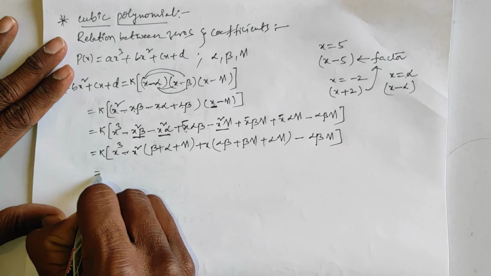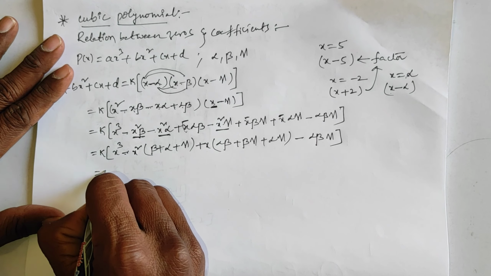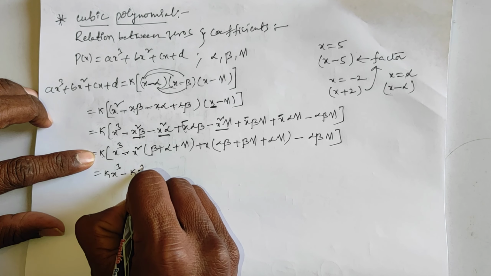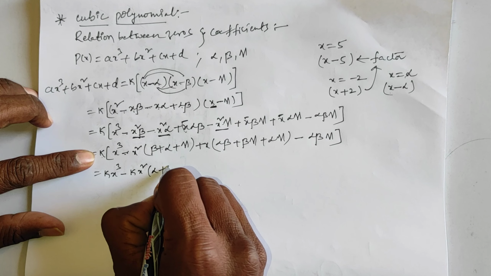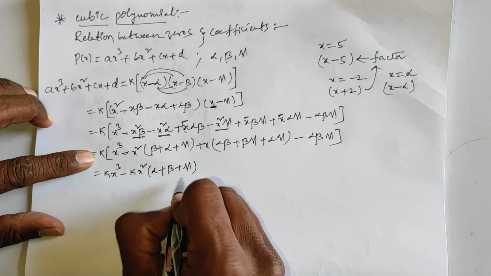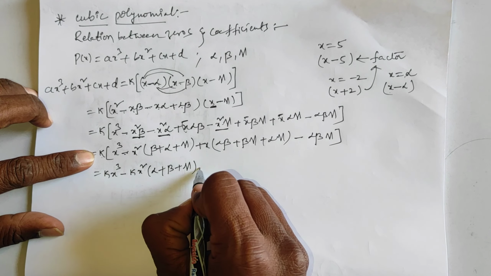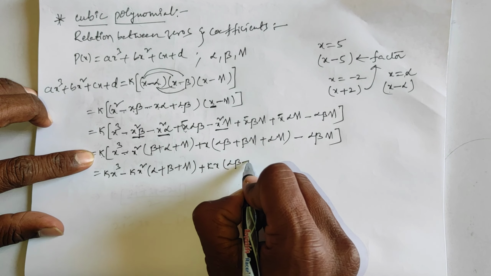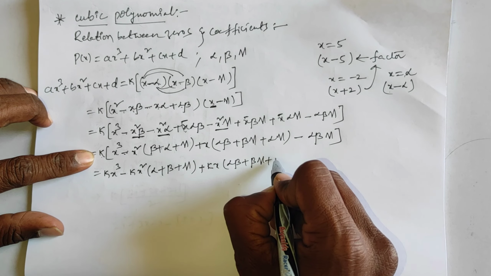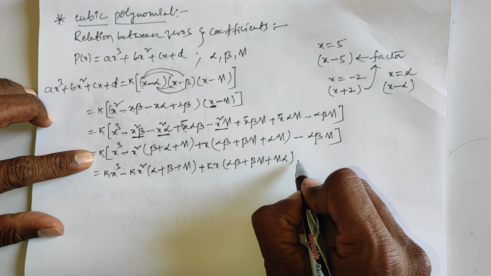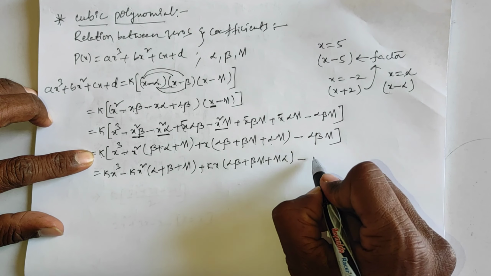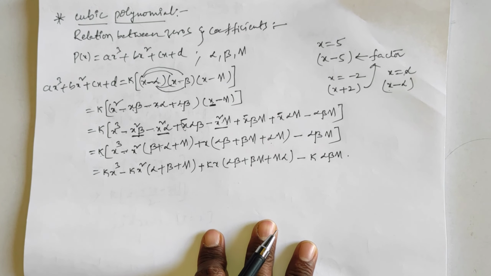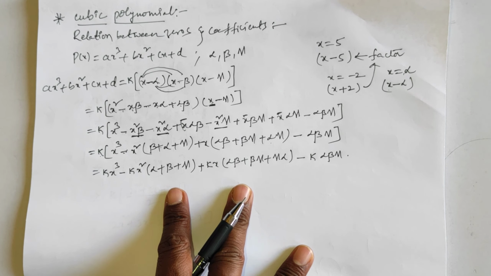Now with k I am multiplying this total term. Now k into x cube minus k into x square into alpha plus beta plus gamma, which I just arranged in order, plus k into x into alpha beta plus beta gamma plus gamma alpha, minus k into alpha beta gamma. It may be a little bit confusing, but if you do it slowly, you will get the answer.